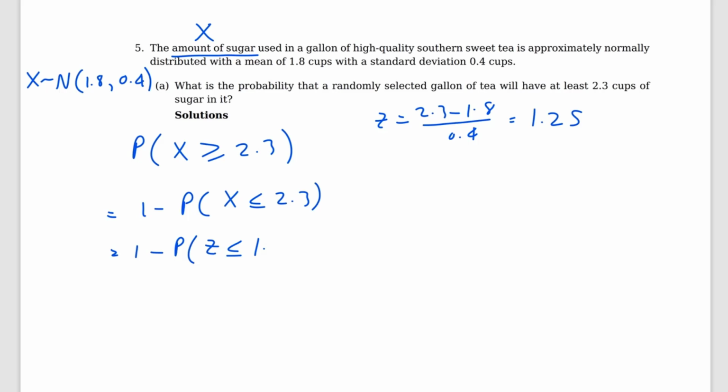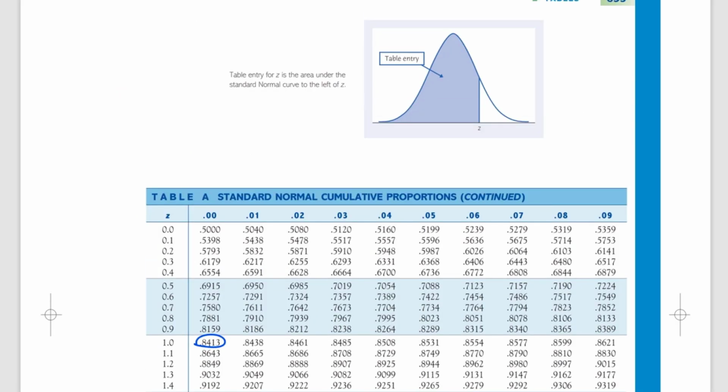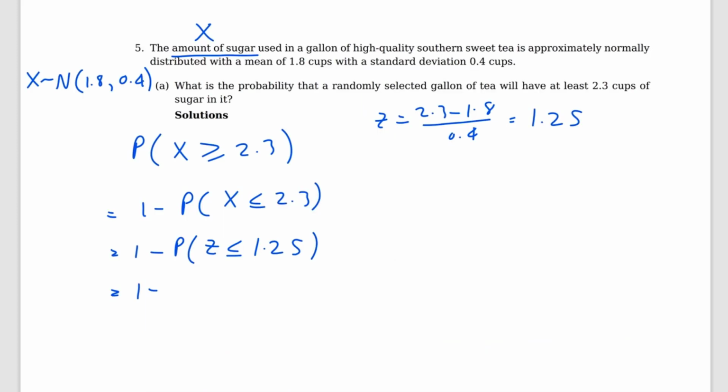So then 1.25. Then actually go to the Z table. I am not going to show you now because you know how to do that, and I need to explain more problems. So 1.25, 1.2 here, and 5 should be this, right? Then 0.8944. Is it right? Check it.